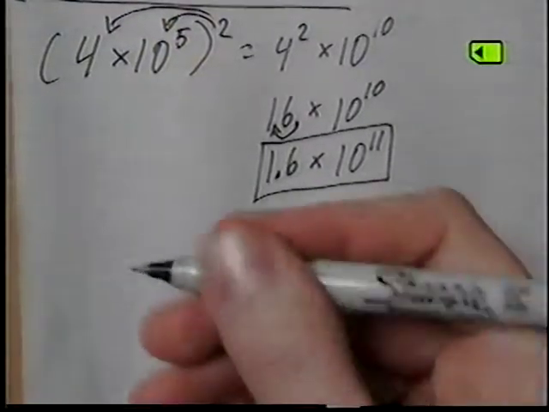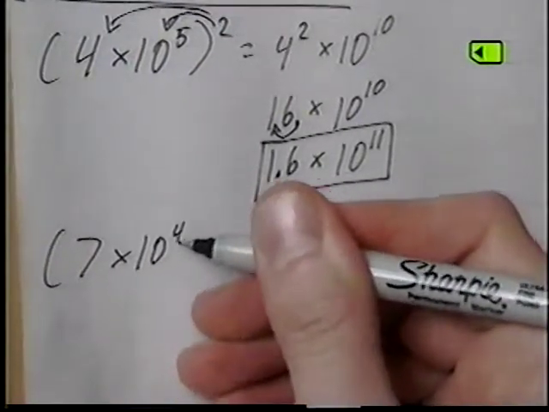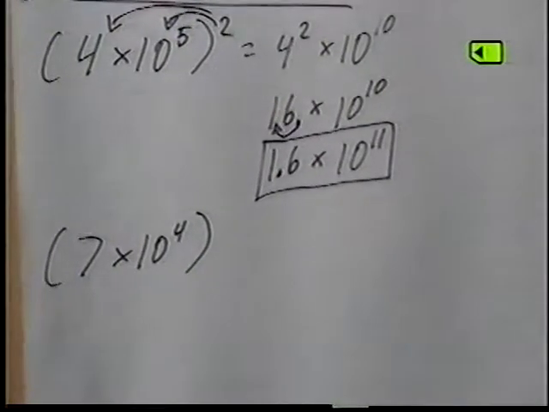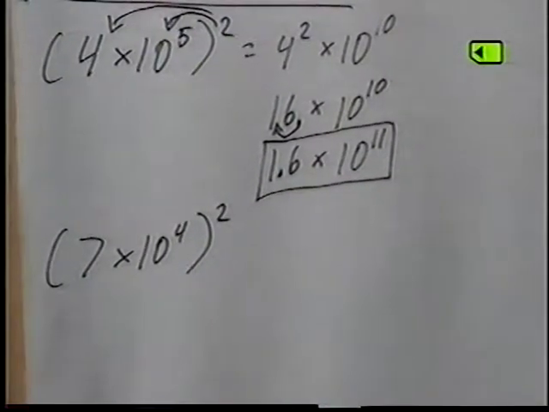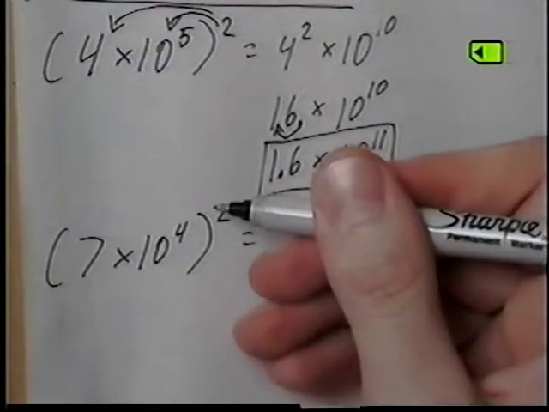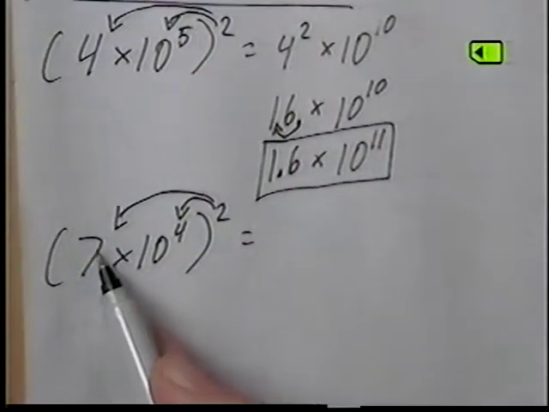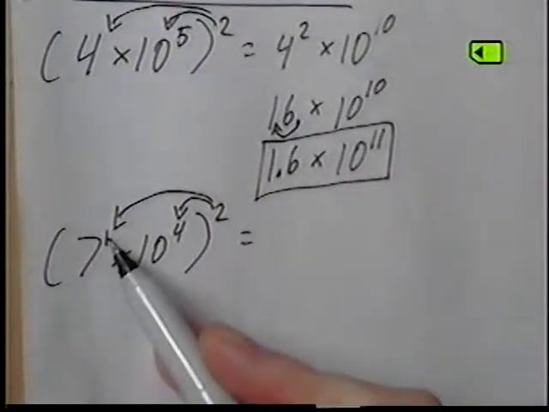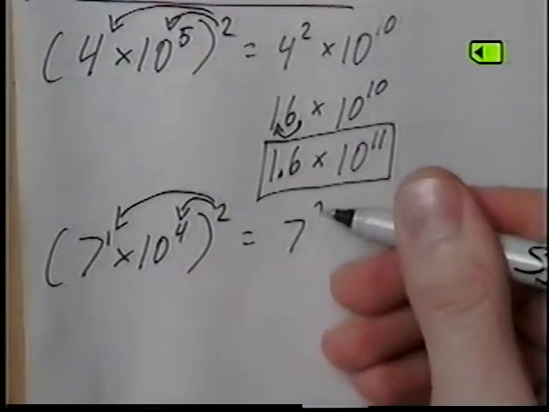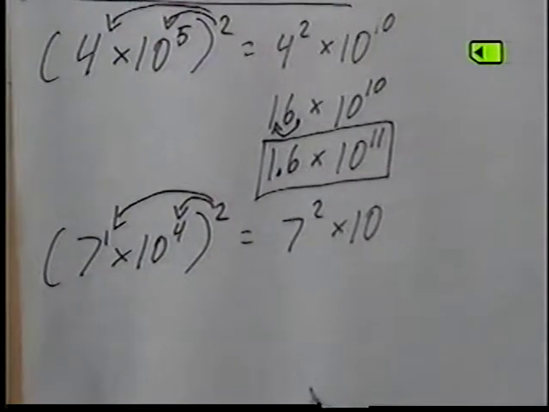Second question. Inside parentheses, 7 times 10 to the 4th, which is a number in scientific notation. You have the second power on the outside. Same idea, this exponent goes to each term on the inside. If you want to put a 1 next to the 7, 7 to the first power, exponents inside parentheses you multiply. So that would be 7 to the second power. Times 10 stays the same, since we're dealing with scientific notation.